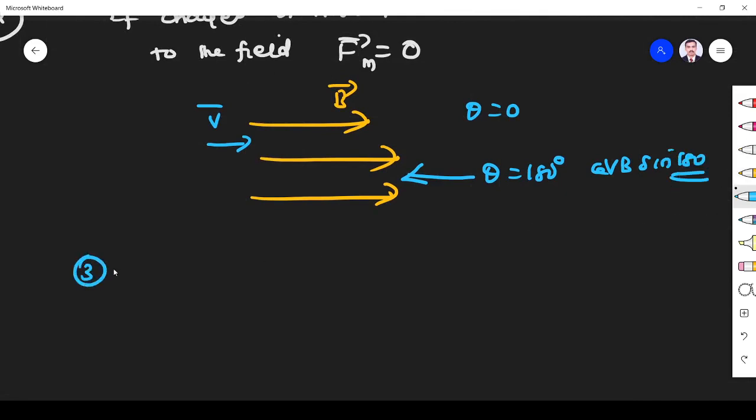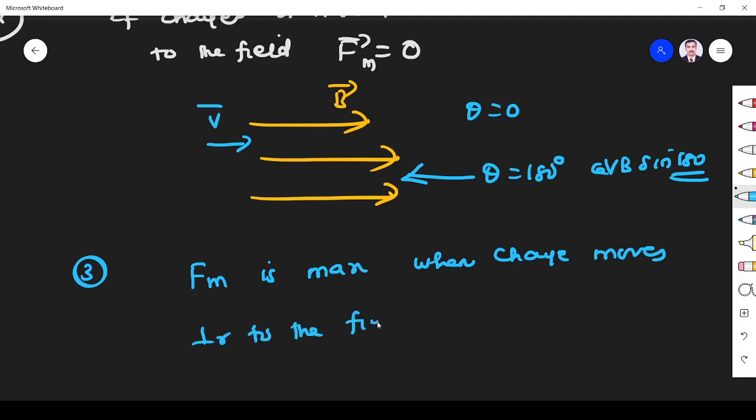Third point: the force is maximum when the charge moves perpendicular to the field. The magnetic force is maximum when the charge moves perpendicular to the field. Why?